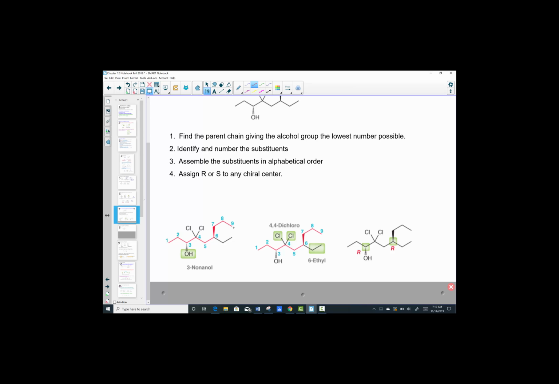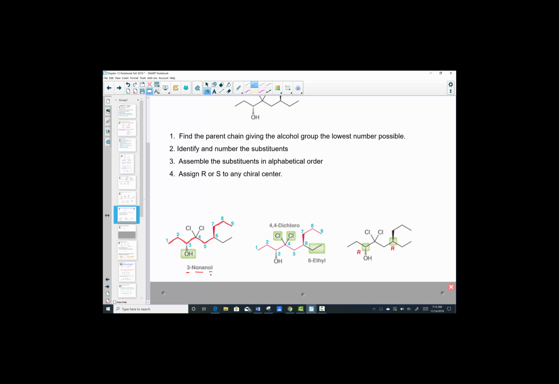You found a 9 carbon chain by numbering from 1, 2, 3, 4, 5, 6, and then up 7, 8, 9. On carbon number 3, in a 9 carbon chain, there is an alcohol group. 3-nonanol, O-L. The prefix for 9, N-O-N-A-N, nonane, and then the ending has changed to O-L to indicate it's got an alcohol at carbon 3.